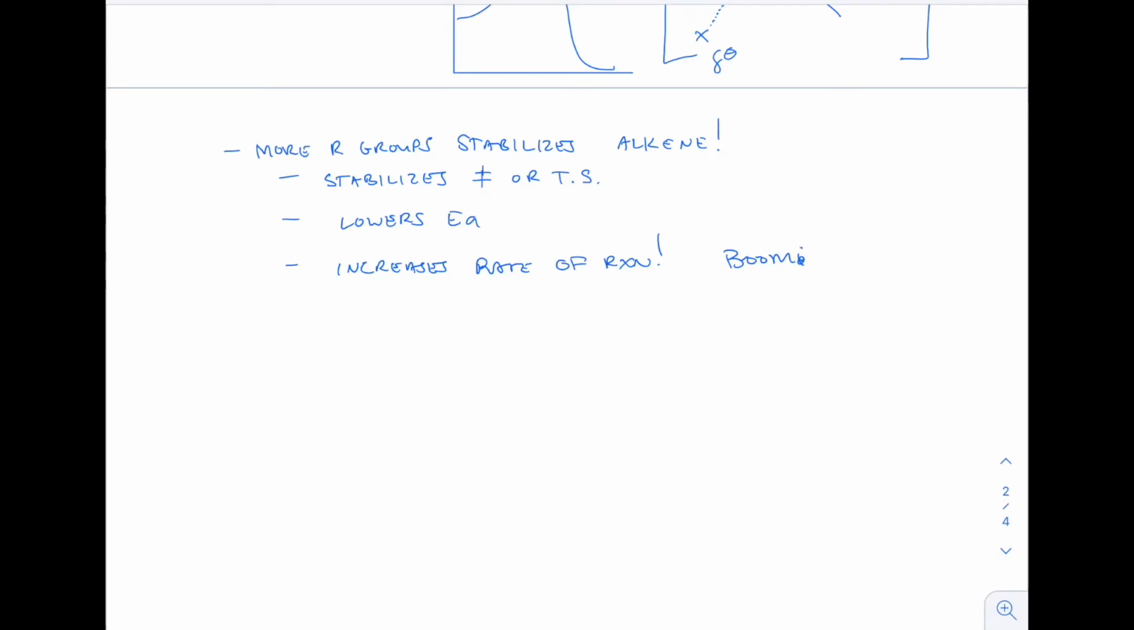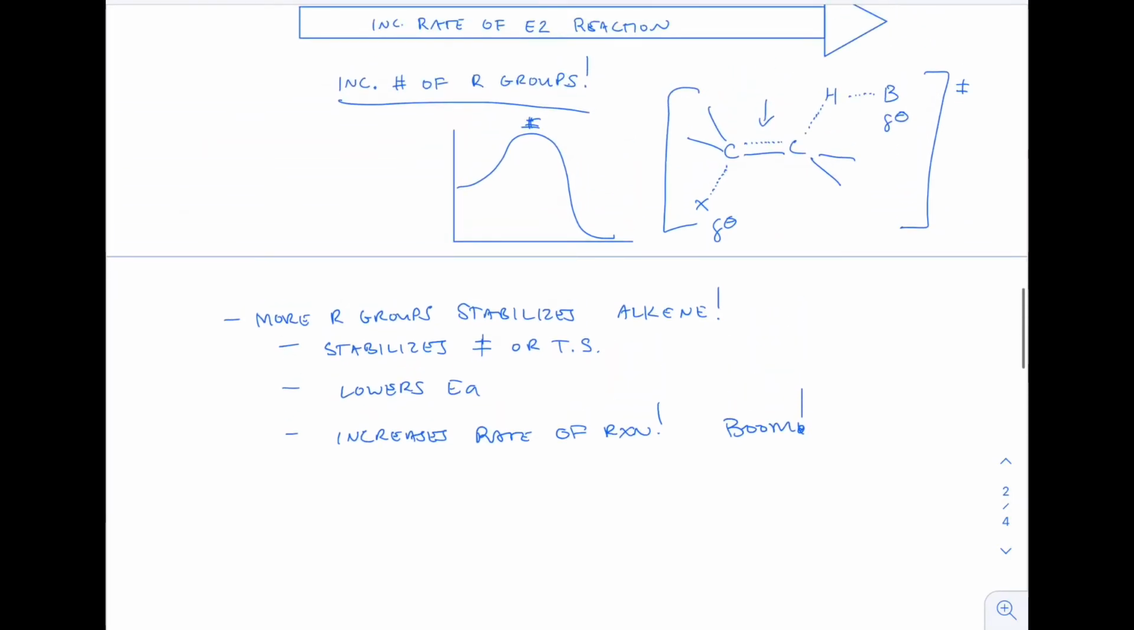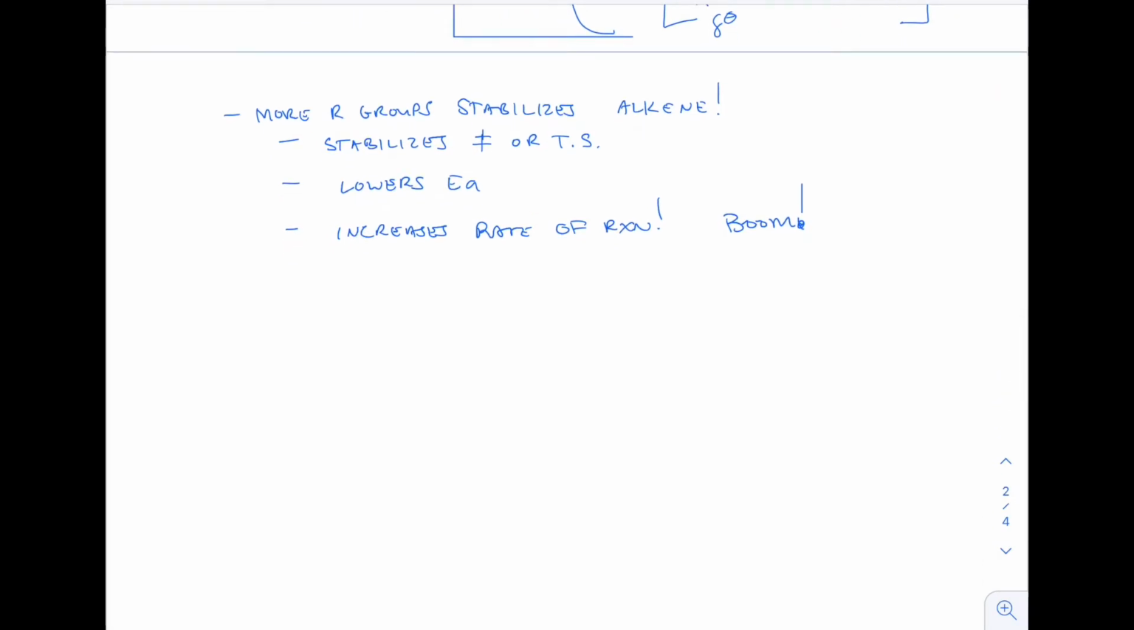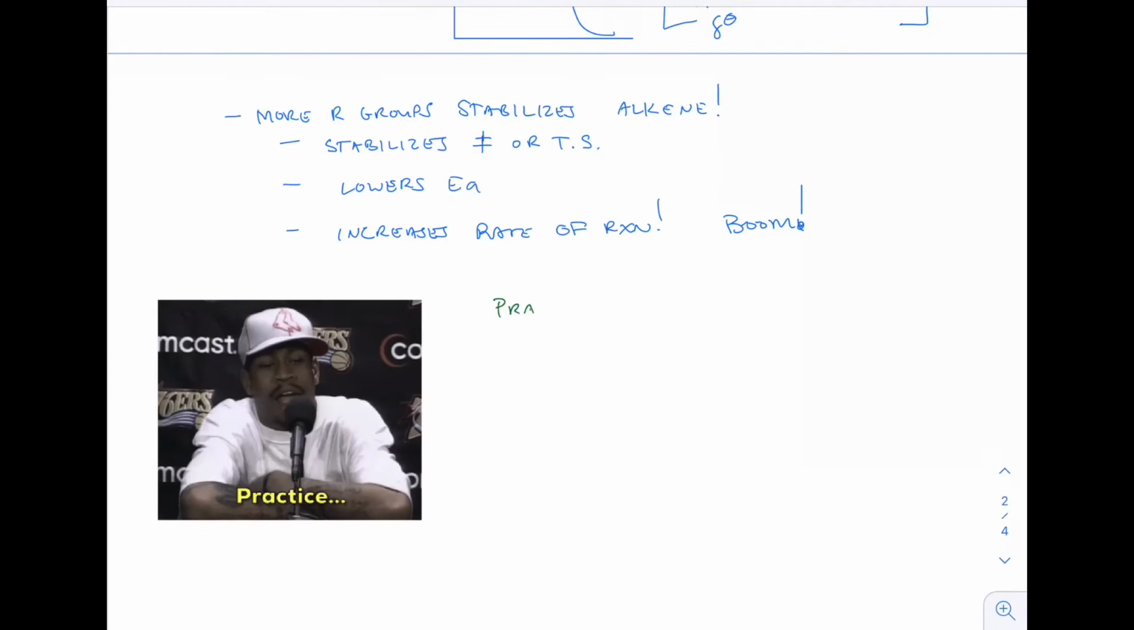So that's all she wrote, folks. And boom goes the dynamite. The crowd goes wild. Okay, well, that's the explanation anyway. So maybe it wasn't super exciting, but I liked it.